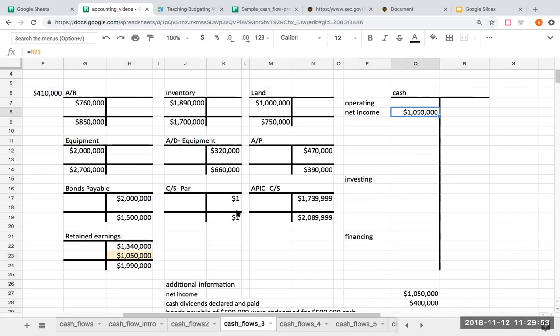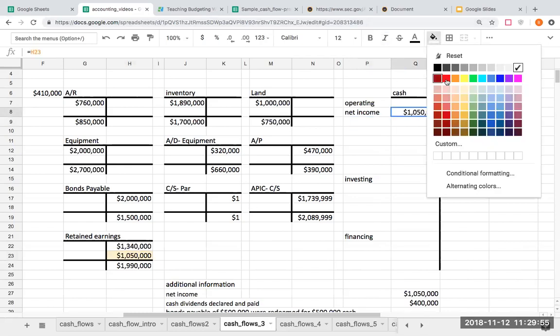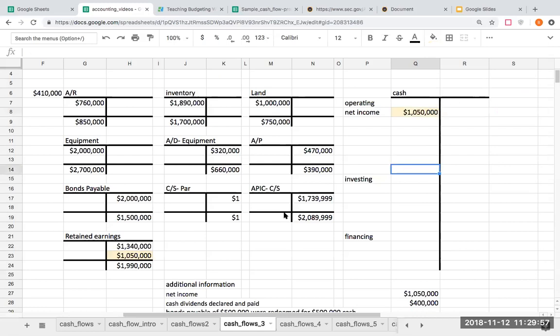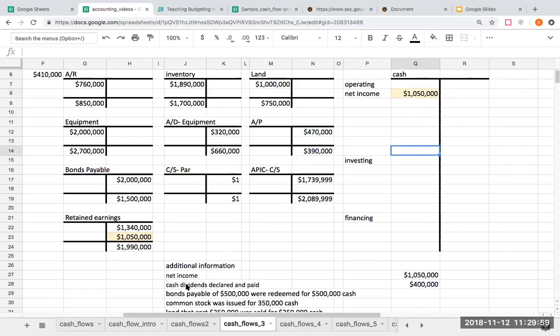So that's my first piece of additional information. My next one here is cash dividends declared and paid were $400,000. When I'm paying a dividend, I'm going to go over here to retained earnings because remember, dividends decrease my retained earnings. I have a debit here for $400,000.